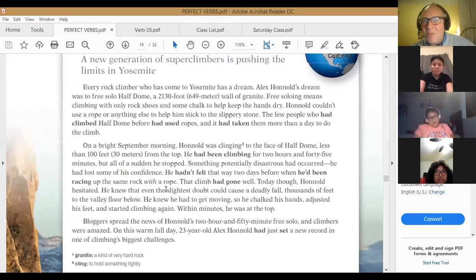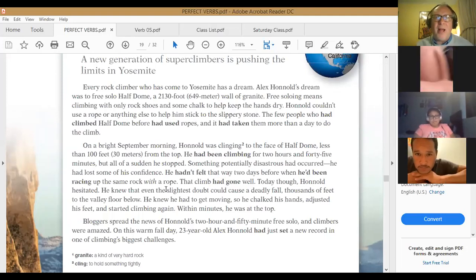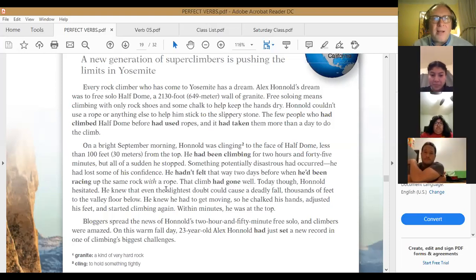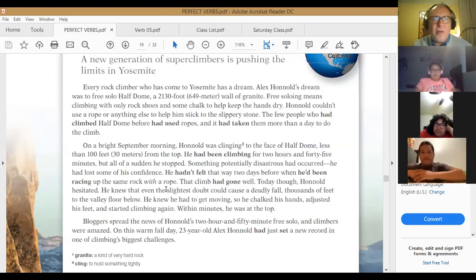how past perfect and simple past work together. Okay. Let's see. I will read it, and you listen while I read it. A new generation of super climbers is pushing the limits in Yosemite. It says every rock climber who has come to Yosemite has a dream. Alex Honnold's dream was to free solo Half Dome, a 2,130-foot wall of granite. Free soloing means climbing with only rock shoes and some chalk to keep the hands dry.